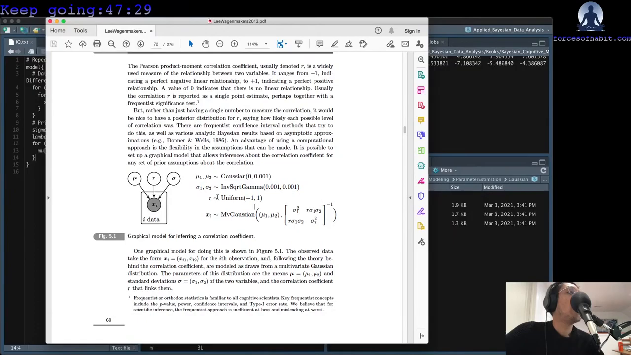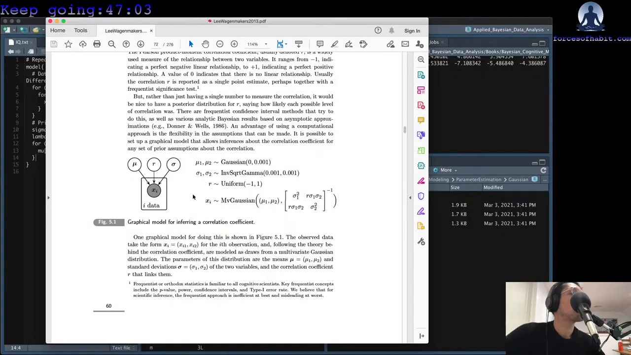And then for our correlation coefficient, a uniform distribution as a prior works nicely because it's range restricted. So we know R is between -1 and 1. So all possible values are restricted or specified here. So this works. Lastly, X is distributed multivariate Gaussian with these mus and this variance covariance matrix, which is inverted. So sigma squared.